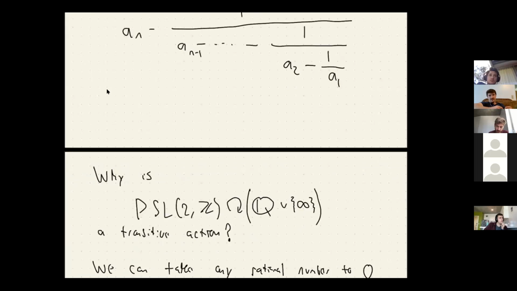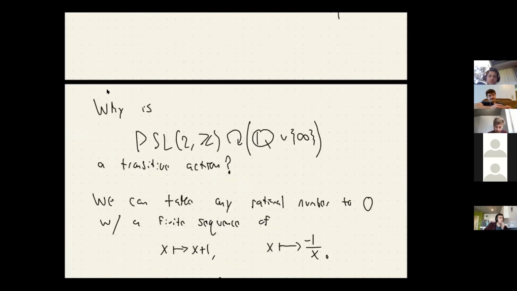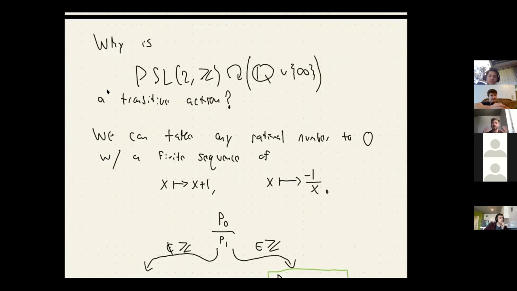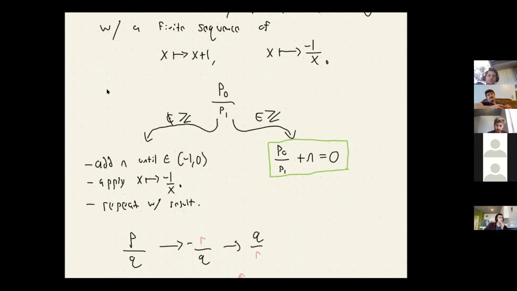Okay, and then maybe one more question you might have is why is the PSL2 action transitive on Q union infinity? The rational numbers are generated by adding 1 and taking negative reciprocals. And this is pretty much just the Euclidean algorithm. If we have a rational number p0 over p1 and it's an integer, then we can take it back to 0 by adding integers. If it's positive, we subtract them. If it's negative, we add them.